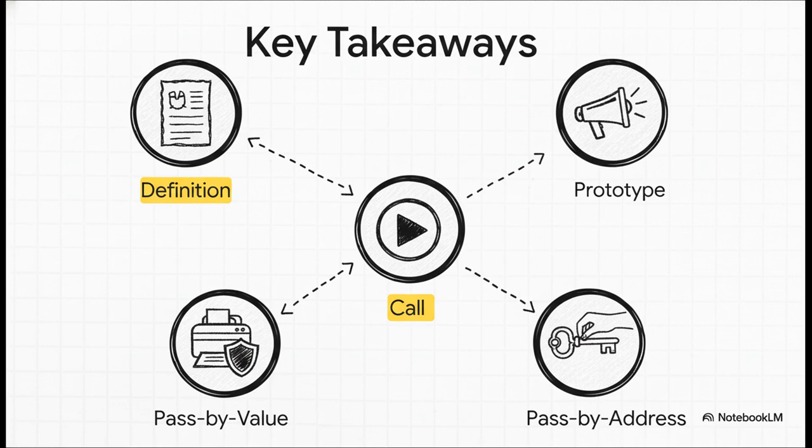All right, let's lock in these key takeaways. A definition is the function's recipe. A prototype is that polite heads up you give the compiler. A call is you actually running the recipe. By default, C always passes a copy to keep your original data safe. But when you absolutely need to change the original, you pass the key, its memory address, using pointers.